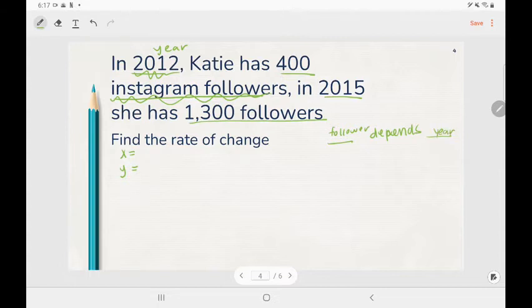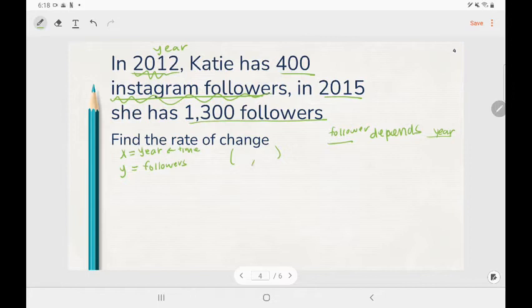As the years go on, I have a different amount of followers. But the number of followers does not affect how many years have passed. So my input is my year, and also remember this is time, so it is what I would expect to be my independent variable, and my output or my dependent variable is my followers.